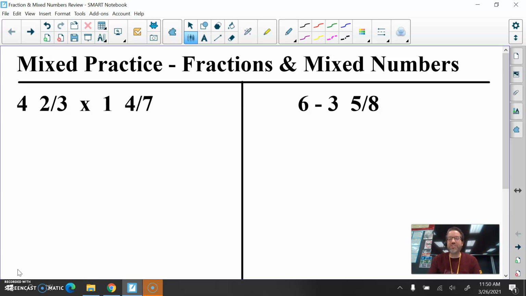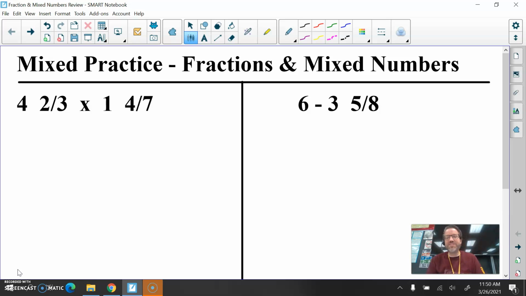So we always want to make sure we look at our problems and that we know what we are going to be doing. Are we going to add, subtract, multiply, or divide? Once we know that, then we can move forward and decide what it is that I need to do. What are the rules I need to follow? So take a look at this example here.